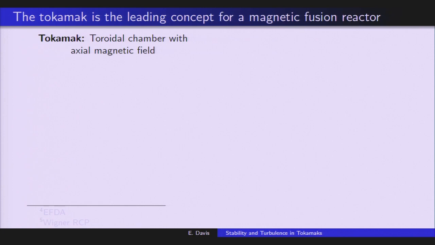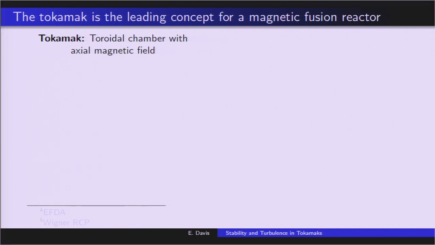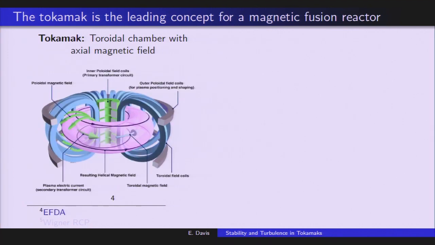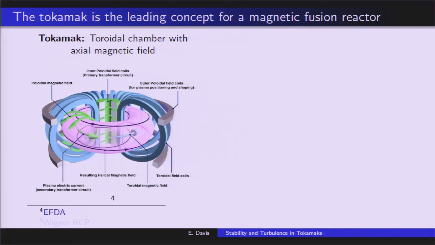So what are we doing fusion in? The leading concept for a magnetic confinement fusion reactor is this Tokamak. And this was a Russian innovation, so the word itself sounds kind of funny, but that's because it's an adaptation of a Russian acronym for a word meaning toroidal chamber with axial magnetic field. That sounds pretty dry, but maybe a picture does a little more justice to what this actually is. So it's a torus, or a donut-shaped device. You can see it wrapping around here.